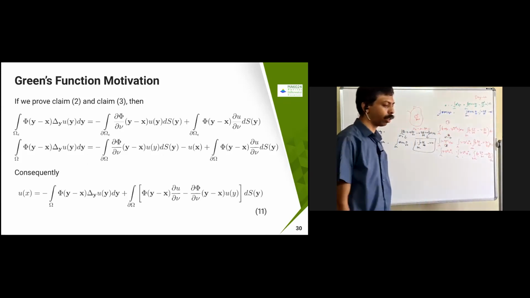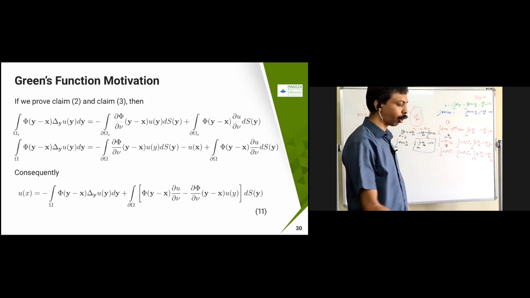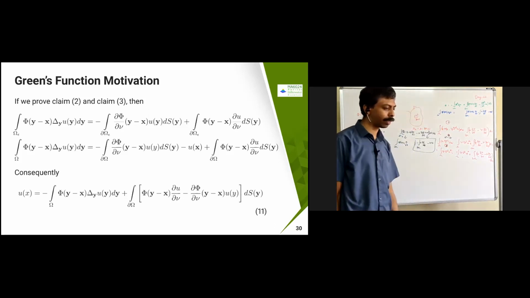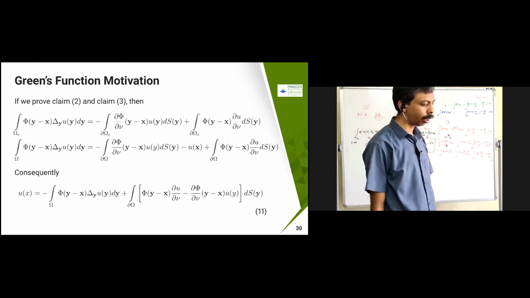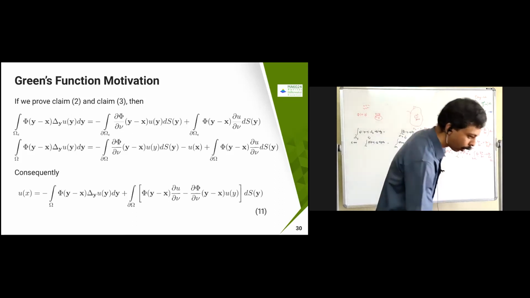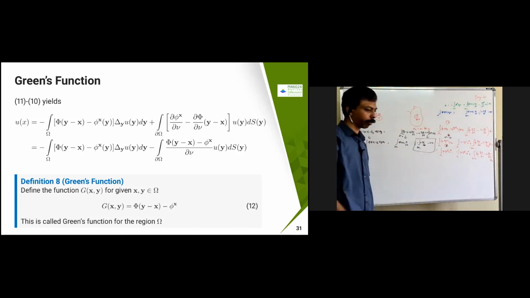the one which I got here, u of x equal to equation number 11. If you subtract this one, you are going to get u of x equal to minus π into y minus x, Δy into u y is going to come, equal to plus this is going to come. This is the one which you are going to get.